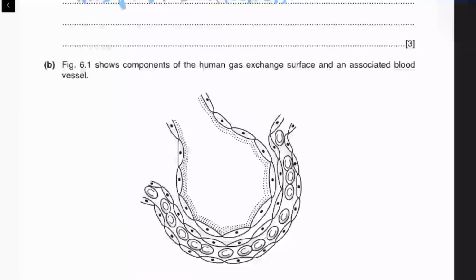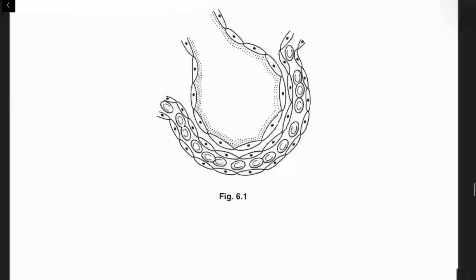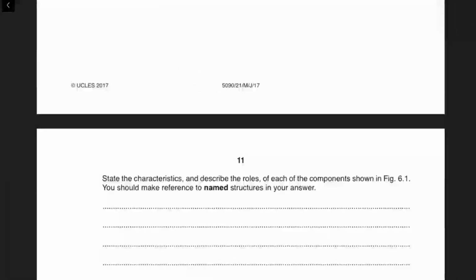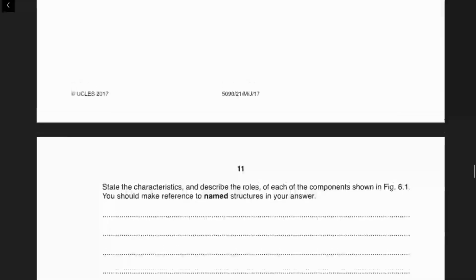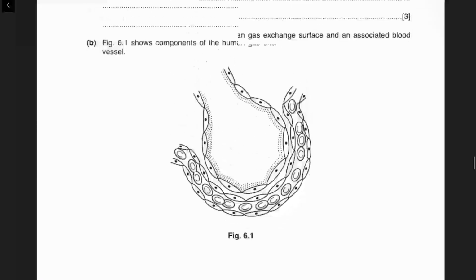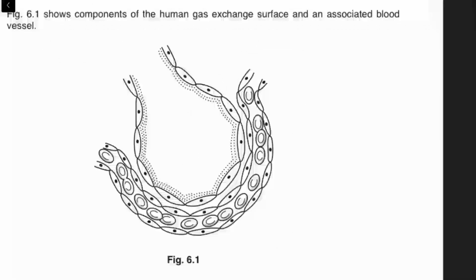Figure 6.1 shows components of the human gaseous exchange surface and the associated blood vessels. State the characteristics. I have asked you this question for an exam. State the characteristics and describe the roles of each of the components shown in figure 6.1. You should make reference to named structures in your answer. So let us quickly talk about this.